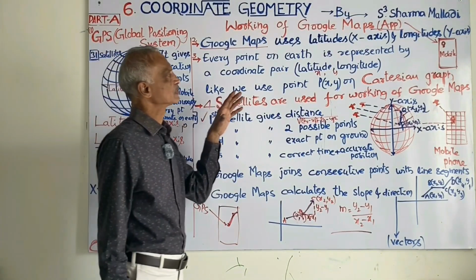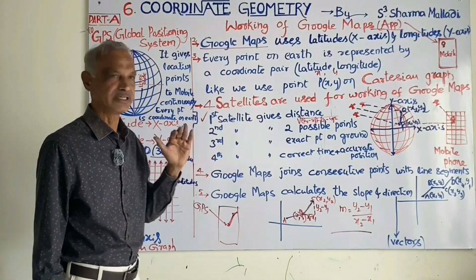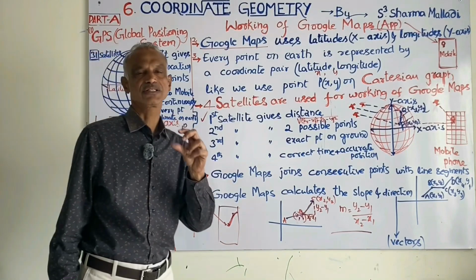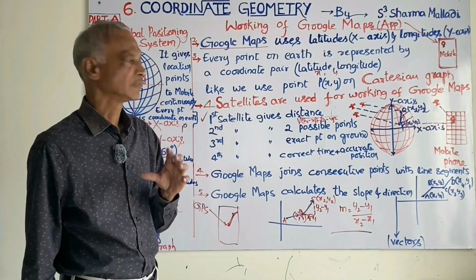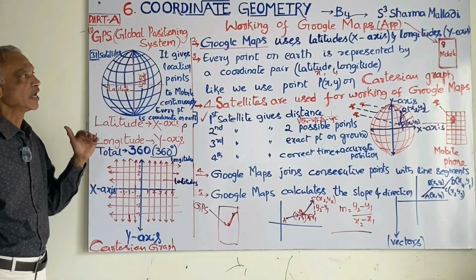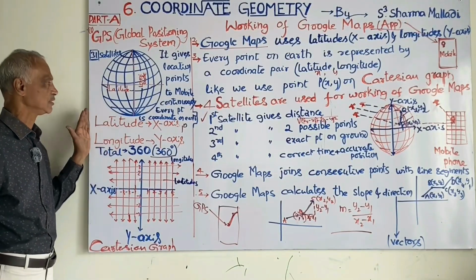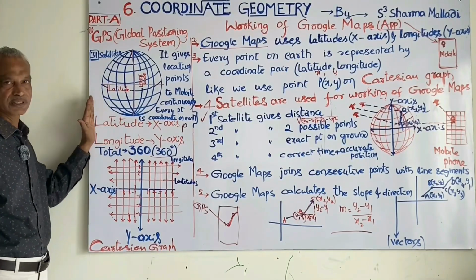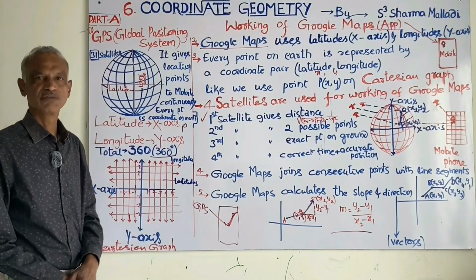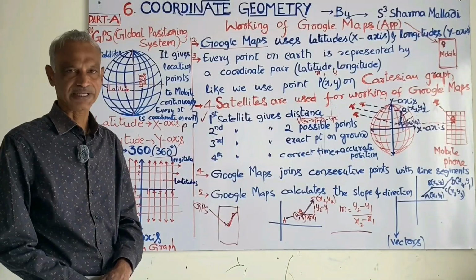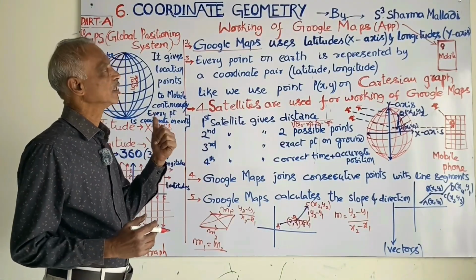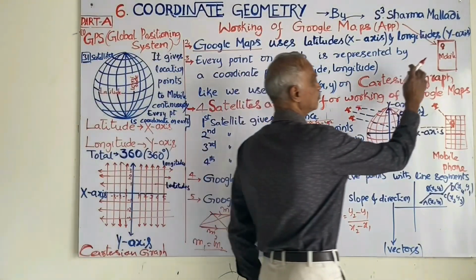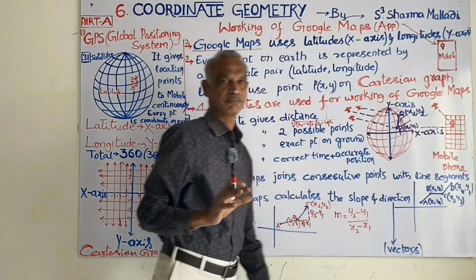And Google Maps, that is an app. It depends on the GPS system. Every mobile consists of a GPS chip. Google Maps depends on GPS, but GPS doesn't depend on Google Maps. Google Maps depends on GPS and also the internet. For GPS, the internet is not needed. Today I am going to tell you the working of Google Maps, that is used in mobile phones, that is an app.